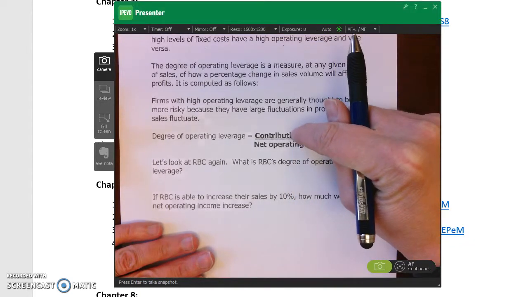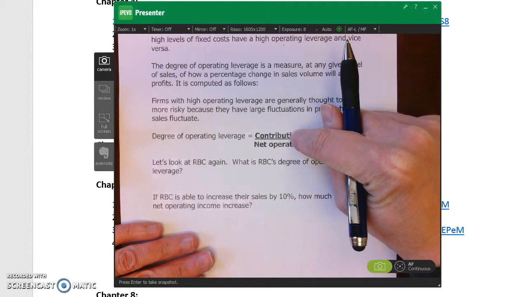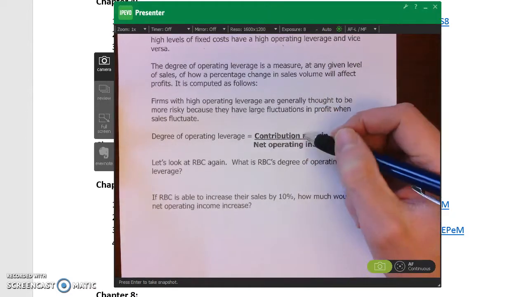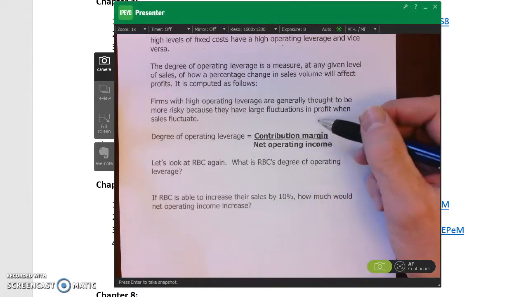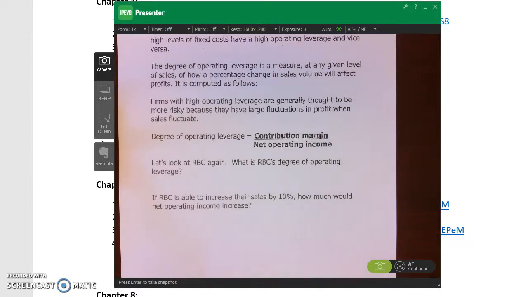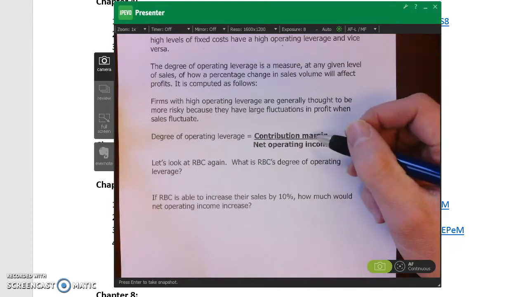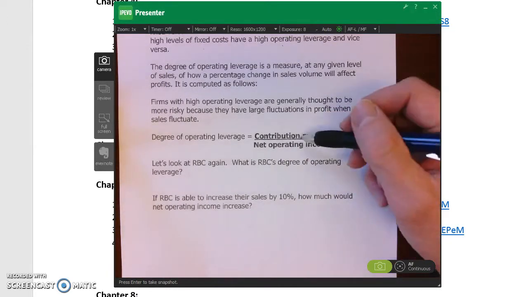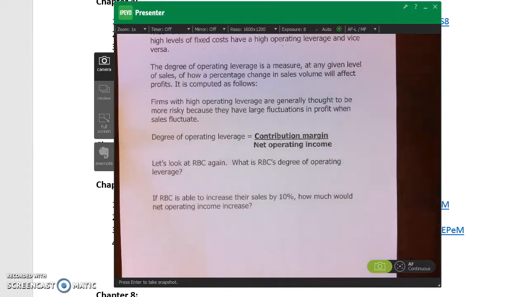Remember, the way we get from contribution margin down to net operating income is we subtract out our fixed costs. So if you think about it, a firm that has high fixed costs is going to have high operating leverage. It's because the contribution margin is going to start to be a little bit lower, and so your operating leverage is going to start to go up.